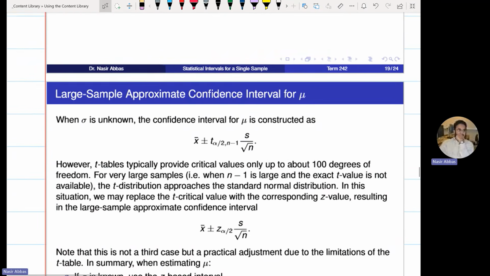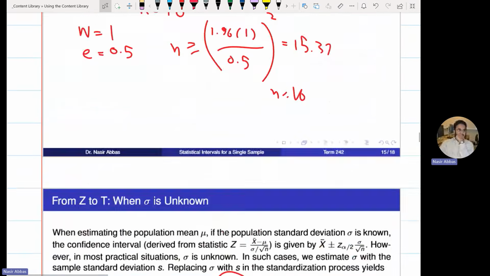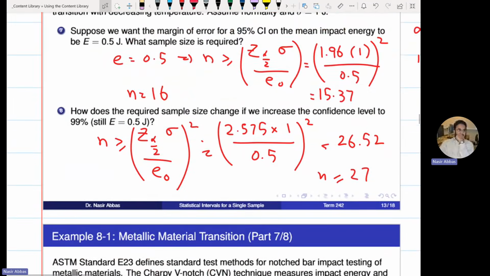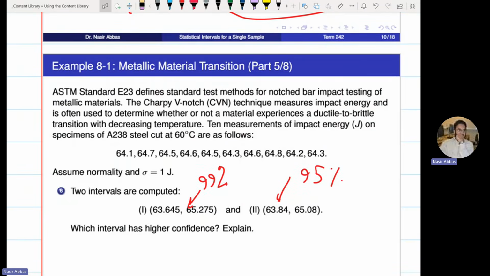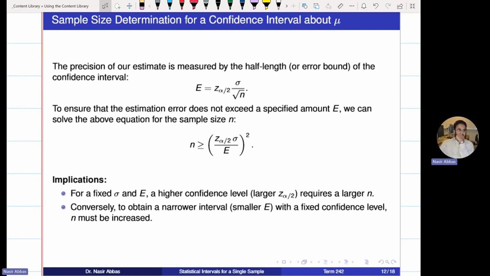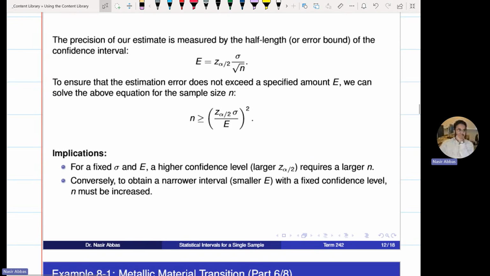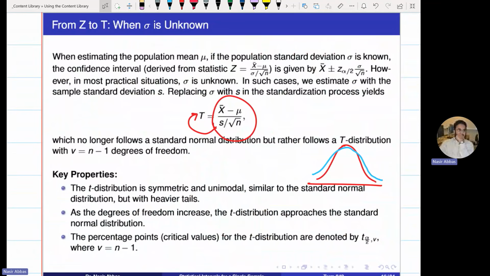Now, in the previous class, we did solve a couple of examples from the Z case. In this example, we solved for the 95% confidence interval. We did the 99% confidence interval. We did the estimation of sample size such that the width of the interval or the margin of error is fixed. We did all of that. Today, we will move on towards the confidence interval for mu when sigma is unknown.